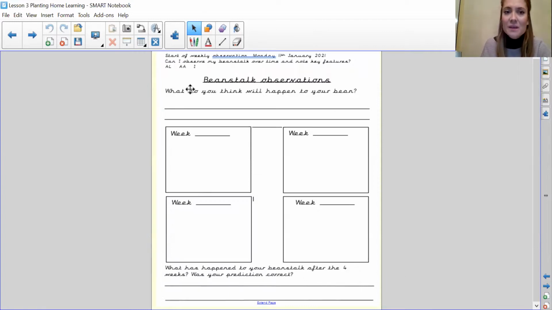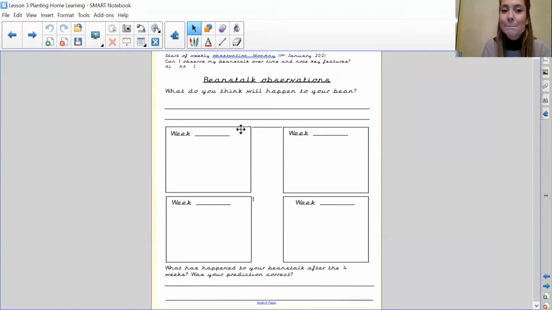So here we go. So at the top, we have got our prediction. Now a prediction, can you remember what a prediction is? Can you tell me? We haven't done it for a while, but a prediction is something that we think is going to happen. So here we've put, what do you think will happen to your bean? So before we start, you're going to write down what you think might happen to your bean. And then you could draw something that looks similar to these boxes here.